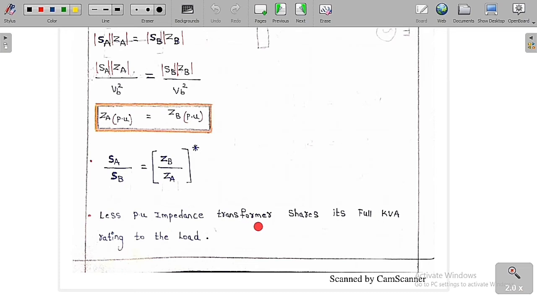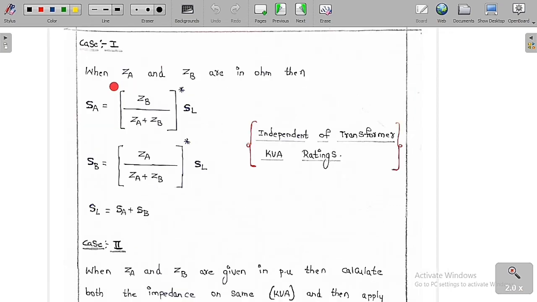So the less per unit impedance transformer shares its full load KVA rating to the load. So now we'll see the cases, case 1 and case 2.